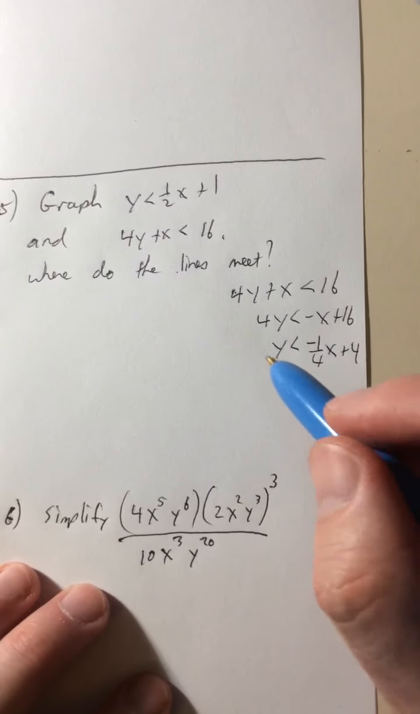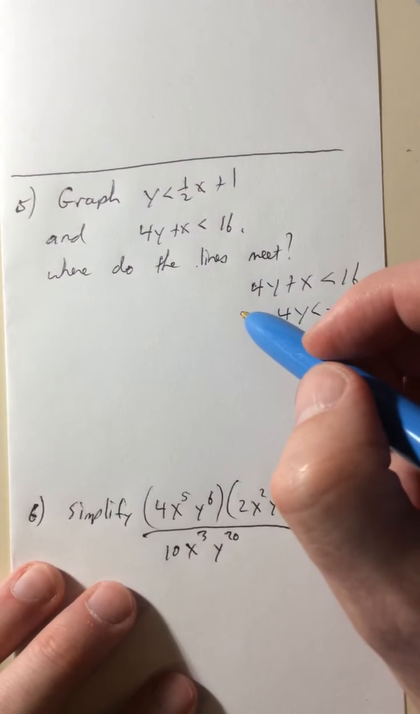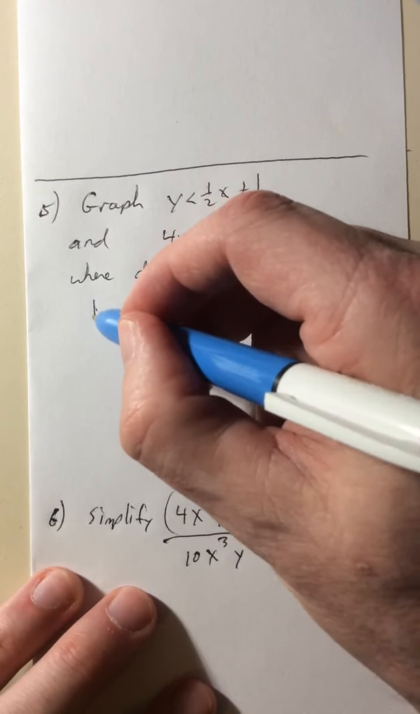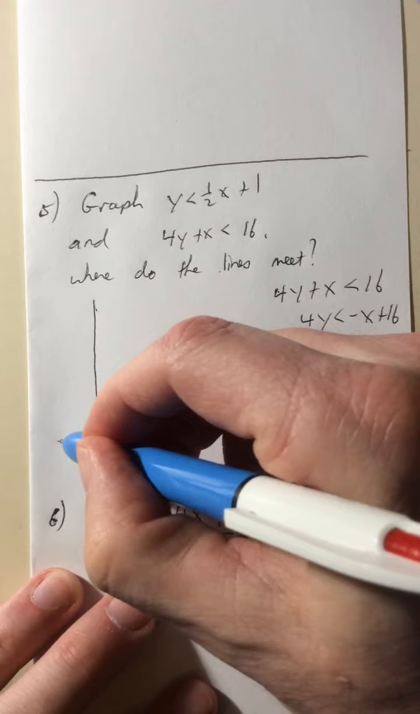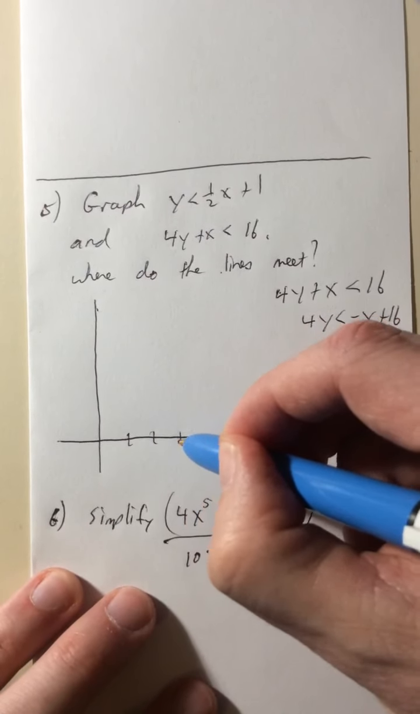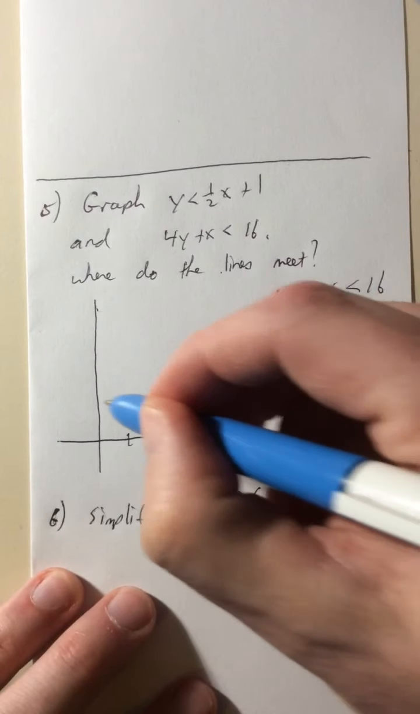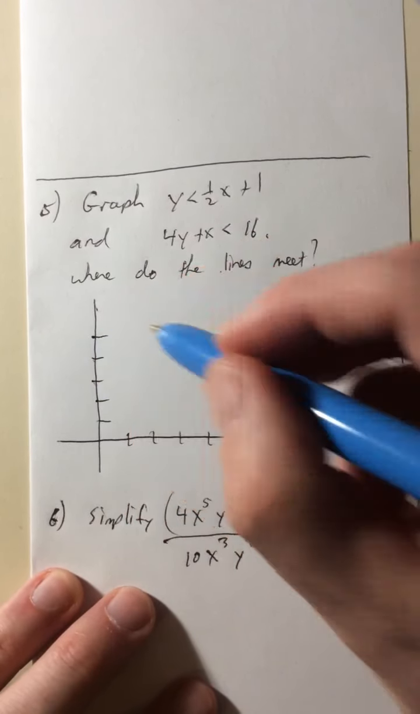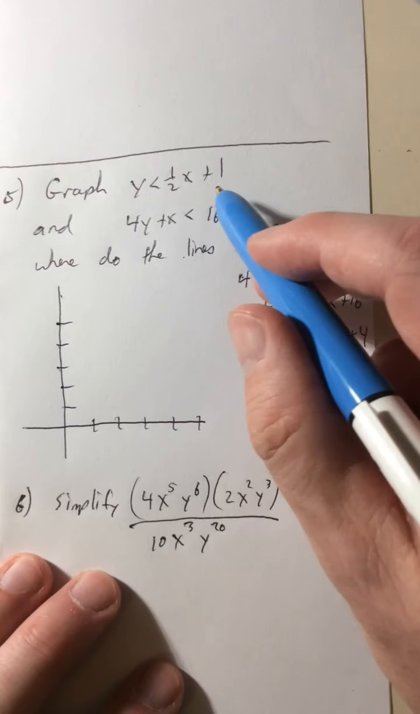So now we're just going to graph them both. This says y is less than 1/2 x plus 1, so we're just going to go right over here. Notice how careful I'm being here about trying to make some consistency in the spacing. So we're going to start with this one, 1/2 x plus 1.